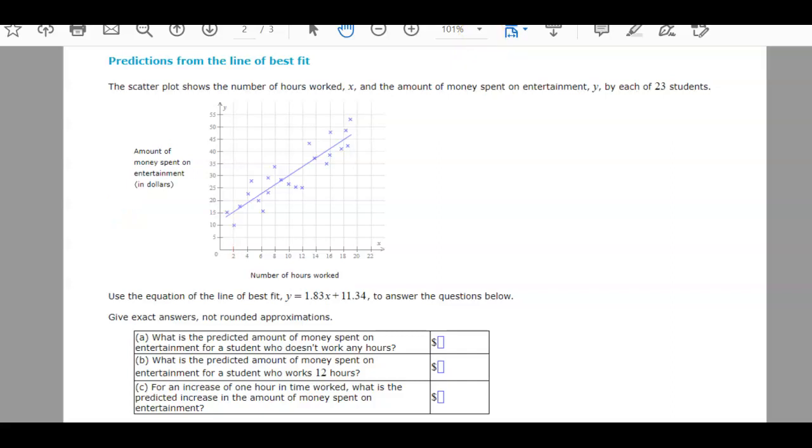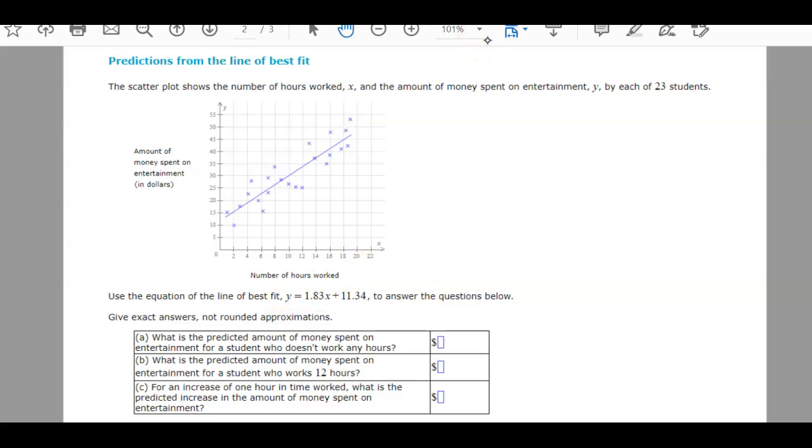So question A says, what is the predicted amount of money spent on entertainment for a student that doesn't work any hours? So let's come down here on the X-axis and let's go to 0 hours. And let's go ahead and follow that up. So now if we follow it up here, I can see that this line is going to come down here and maybe somewhere around 11. But one of the nice things that they do for us in this particular problem is that they give us this equation. All right, so we're going to use that equation.